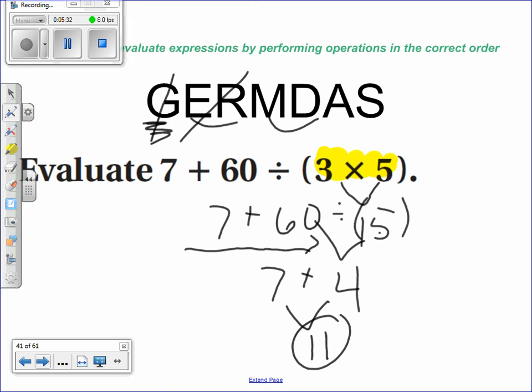I'm going through these quickly. If you need to pause and rewind to make sure you really understand it, please do that.